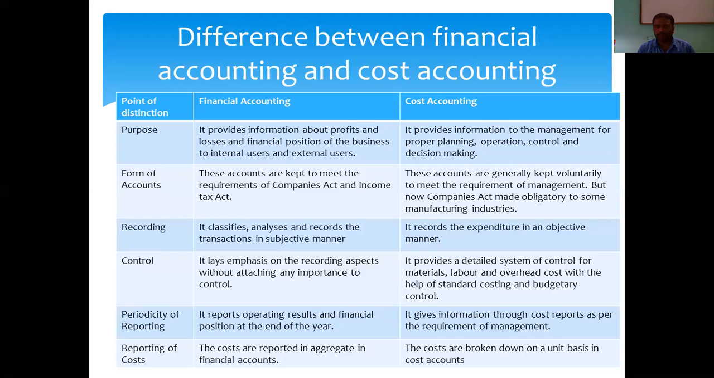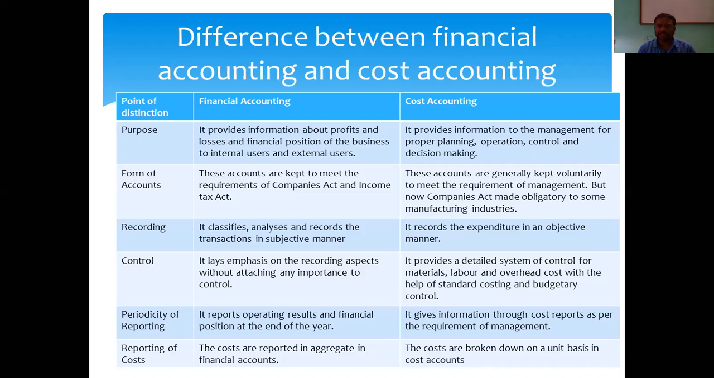And forms of accounts. So these accounts are going to be kept to meet the requirement of the Companies Act and Income Tax Act. I told you the profit and loss account and balance sheet is going to be a source document or an evidence to file the income tax returns. We are going to add both. And these accounts are generally kept voluntarily to meet the requirement of the management. It means that whenever the management requires, according to the nature of the company and their industry, whenever the management is asking, they are going to prepare these statements.